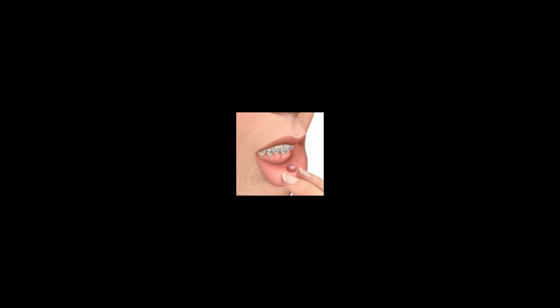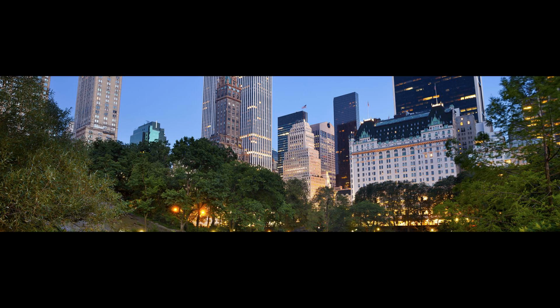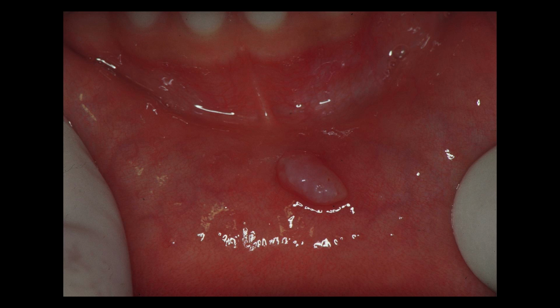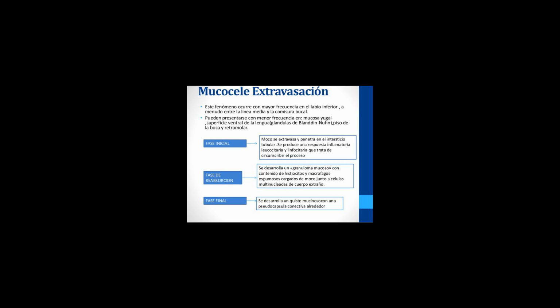Locations. The most common location to find a mucocele is the inner surface of the lower lip. It can also be found on the inner side of the cheek, known as the buccal mucosa, on the anterior ventral tongue, and the floor of the mouth. When found on the floor of the mouth, the mucocele is referred to as a ranula. They are rarely found on the upper lip.